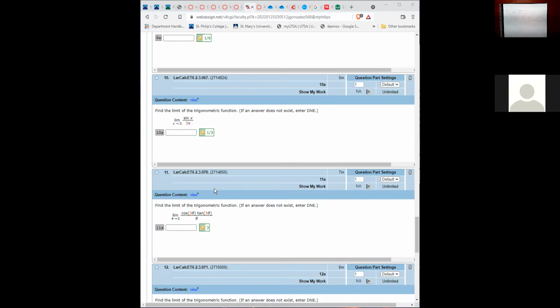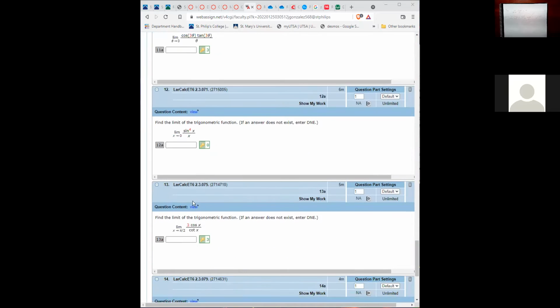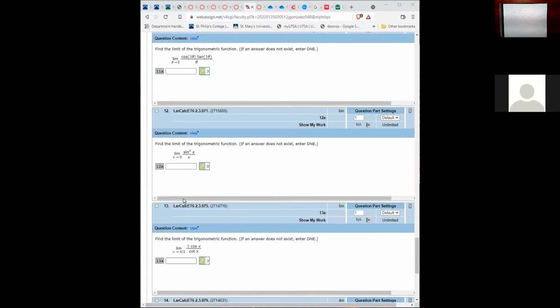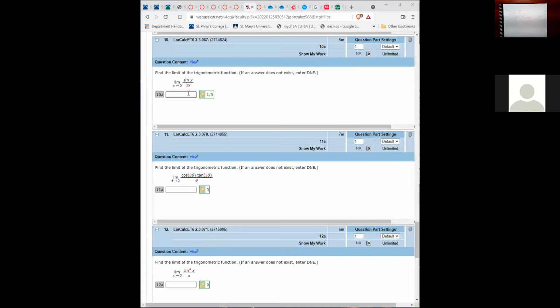Number 10, 11, 12. Pretty much all the rest are variations of what I just did, just in more and more difficulty. Higher difficulty here. Any questions on 10? Could you show us the paper again?